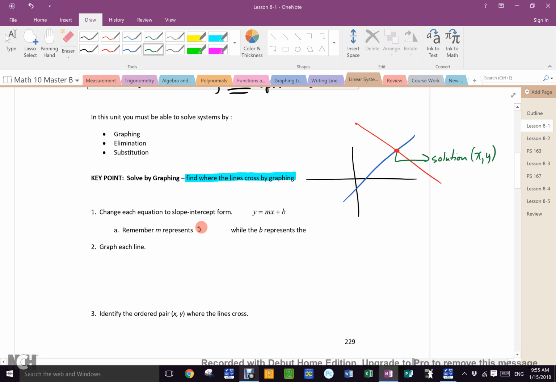M is the slope, and B is the y-intercept. So step 1, you're going to graph each line. That's easy peasy, right? So you've got to take each equation and manipulate them to graph.